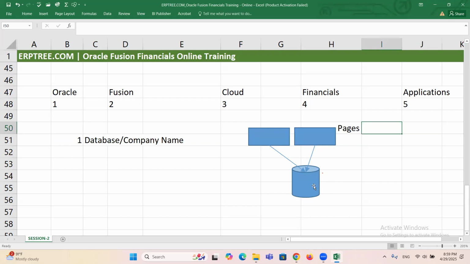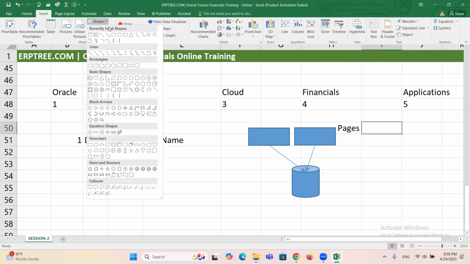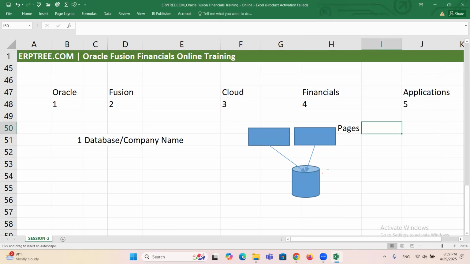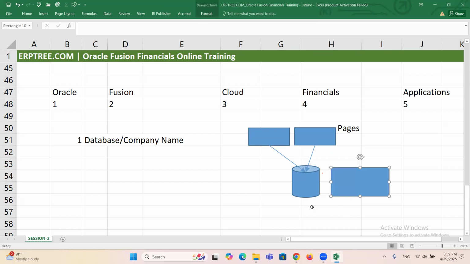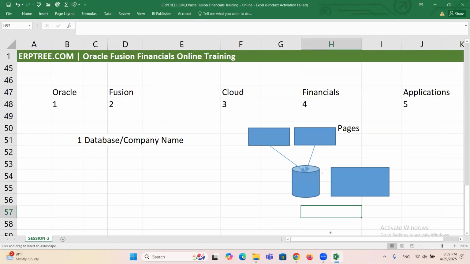Now you want to see the data which is there in the database. If you want to see the data which is there in the database, for that we use the concept called reports. Whatever the data is available in the database, you can view with the help of reports. That's how it is. So with the pages, you can input the data into the database. Whatever the data is available in the database, if you want to see, you can use the concept called reports.